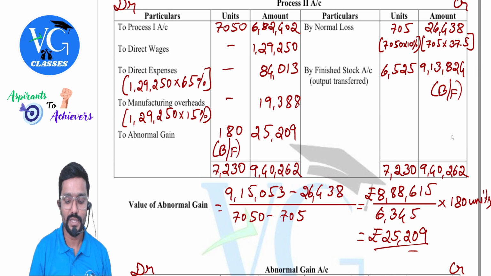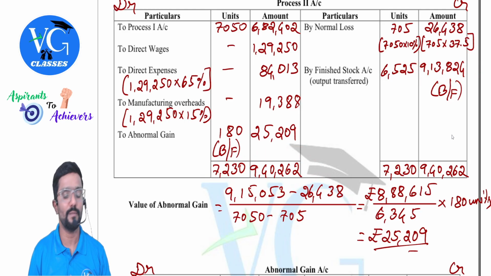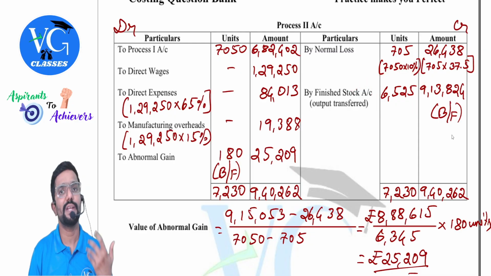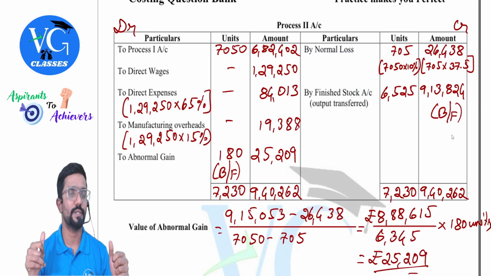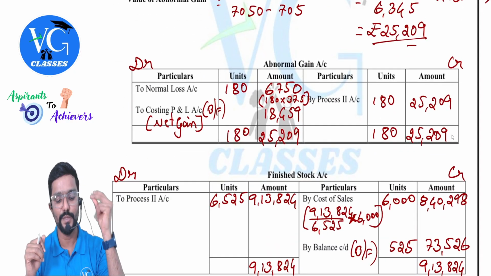Clear? Once I get that debit side total, you can take the cost of output transferred to the next process as a balancing figure. Or else you can calculate this also using the formula. So instead of 180, if you take 6525, you will get the cost of output. Hope you understand. And when there is abnormal gain, observe.